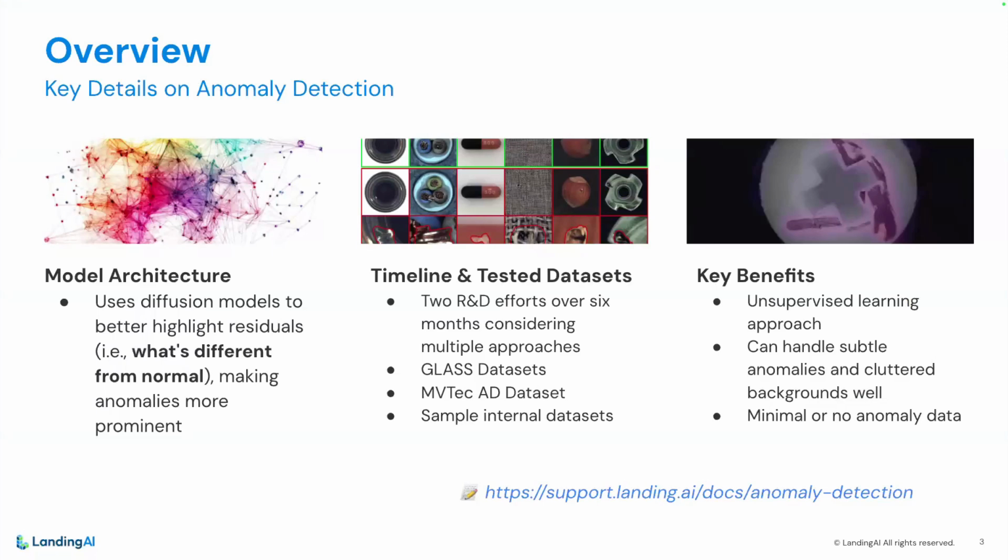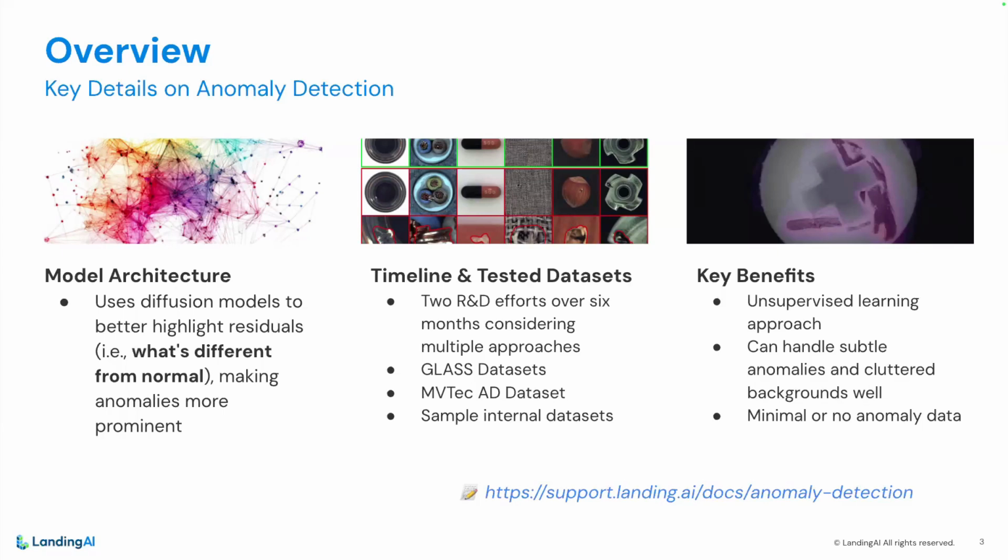So at the core of our anomaly detection model, it's a diffusion-based architecture. This means the model understands what's different from normal by reconstructing what it expects to see based on the data that you've used to identify what normal is in its training. And then, of course, it highlights the differences between. This is a subtle yet powerful design. It makes it particularly well suited for identifying visual anomalies, even in cluttered or complex images.